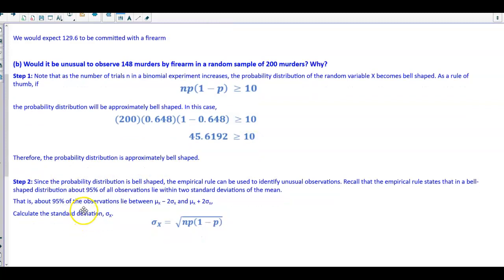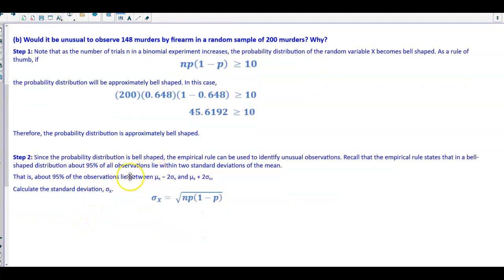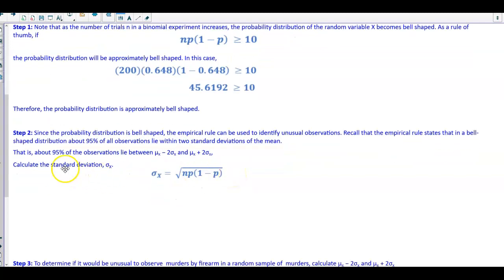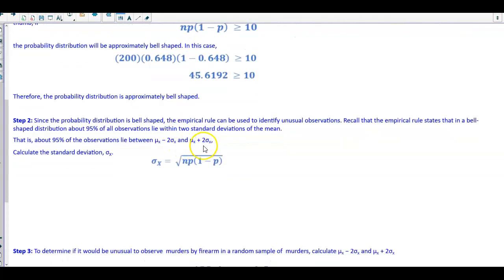Now step two, since the probability distribution is bell-shaped, the empirical rule can be used to identify unusual observations. So recall that the empirical rule states that in a bell-shaped distribution, about 95% of all observations lie within 2 standard deviations of the mean. That is, about 95% of the observations lie between the mean minus 2 times the standard deviation and the mean plus 2 times the standard deviation. So now that we've already found the mean, we need to find the standard deviation.